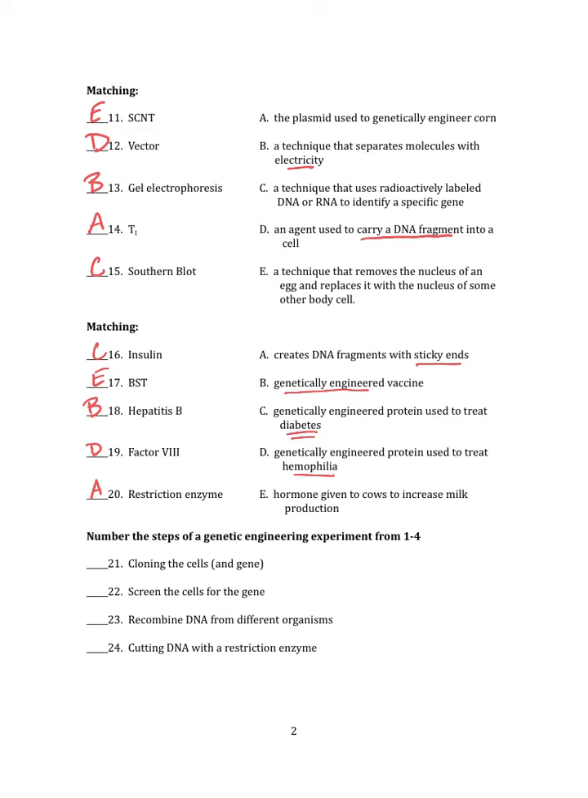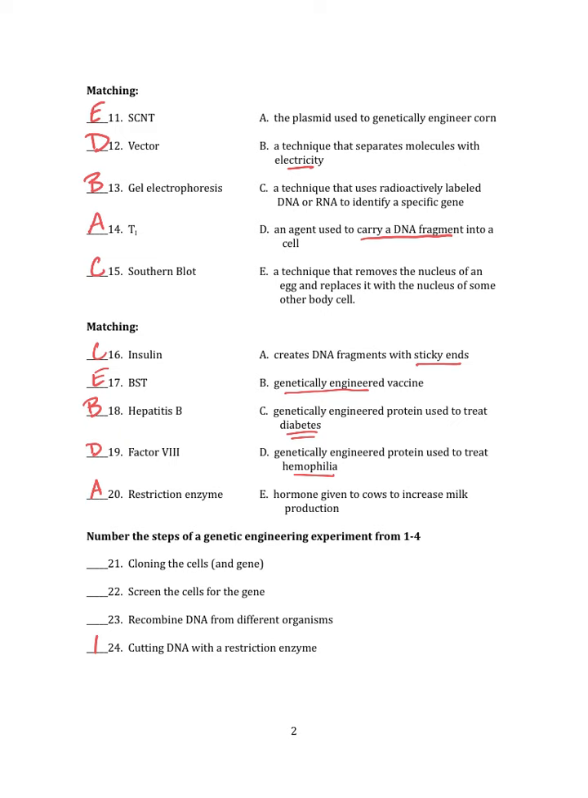The next set of questions is to number the steps of a genetic engineering experiment from 1, which is the beginning, to 4, which is the end. So if you were going to run an experiment that has these 4 steps, the very first step that you would do is to cut DNA with a restriction enzyme. And that's so that you can take a DNA gene that you cut out of a chromosome with a restriction enzyme and insert it somewhere else.